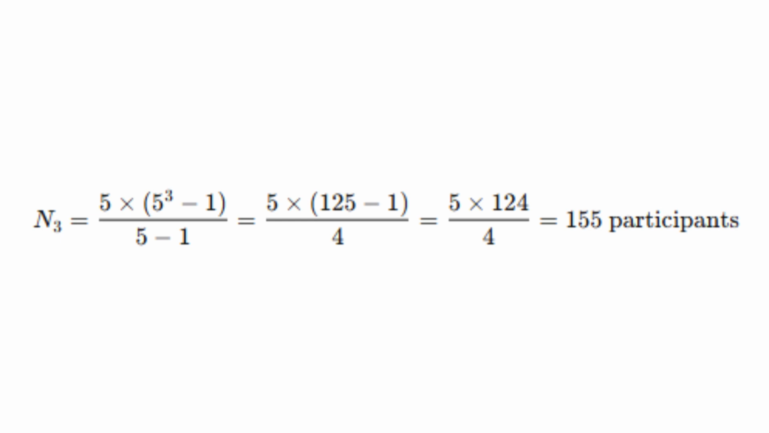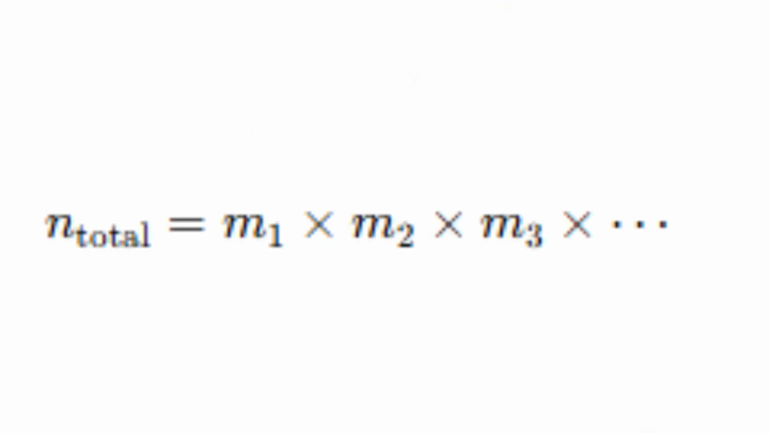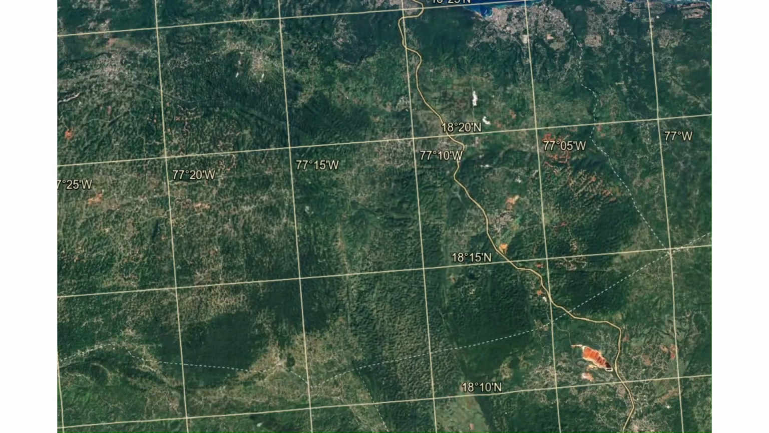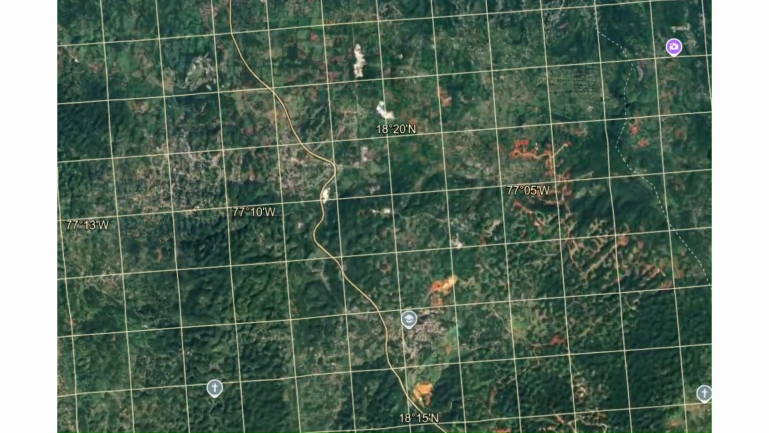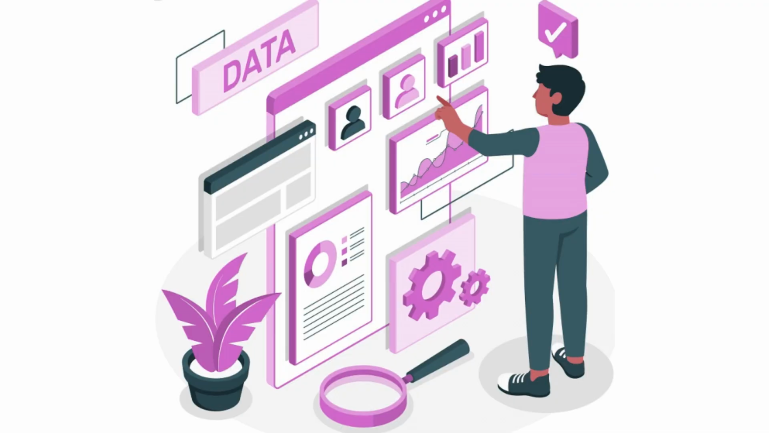And next we have multi-stage sampling, and this is a combination of sampling methods which is used at different stages. For instance, a researcher might first use cluster sampling to select clusters and then use simple random sampling within those clusters. An example would be in a national survey, the researcher might first randomly select several regions, which are clusters, then select households using simple random sampling within those regions.